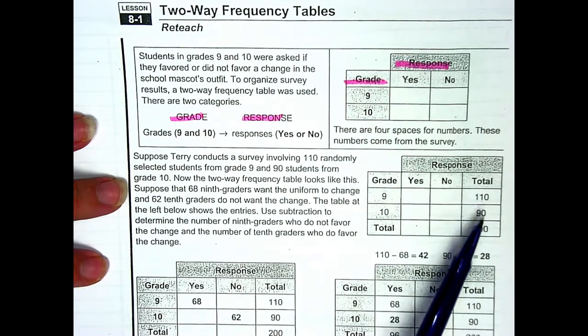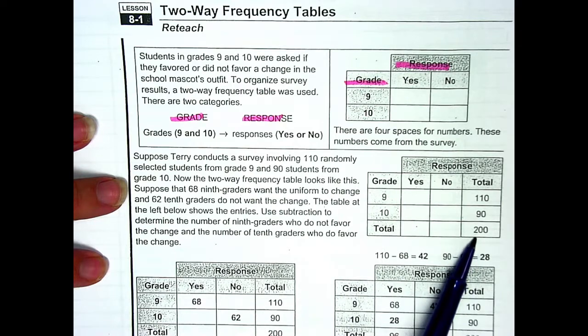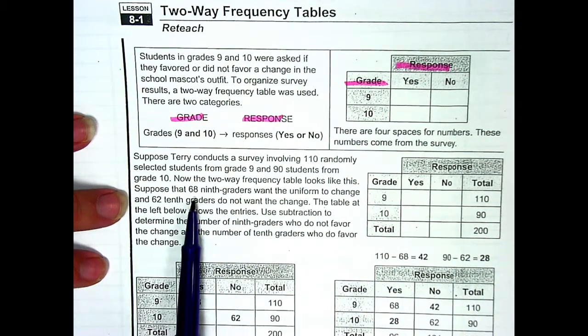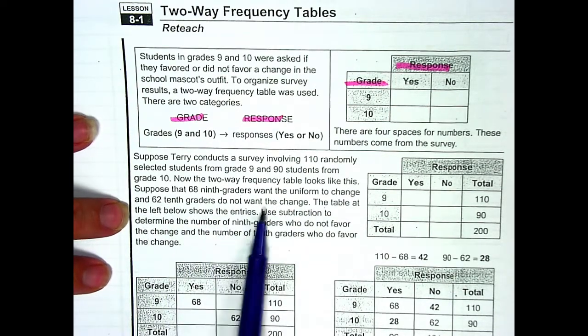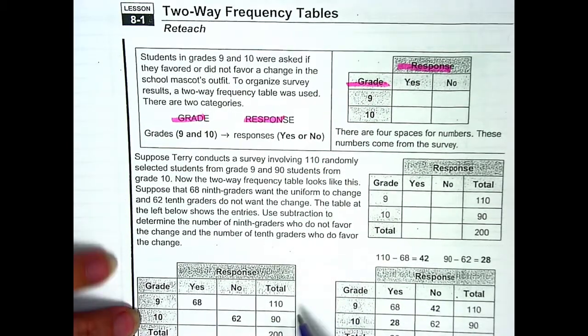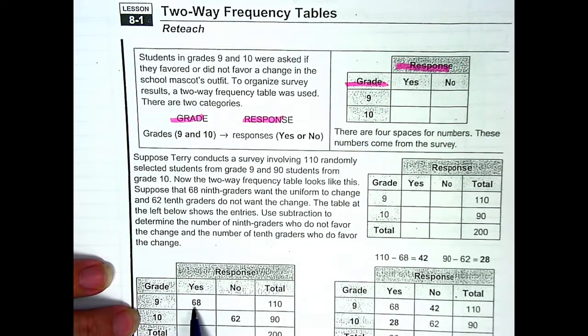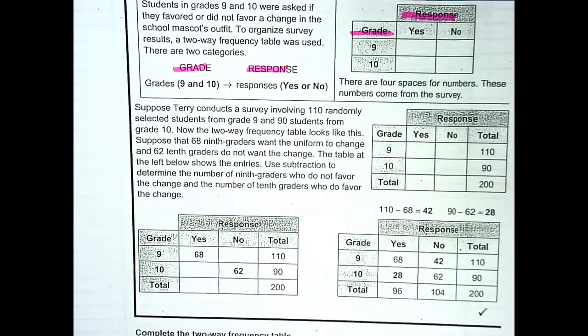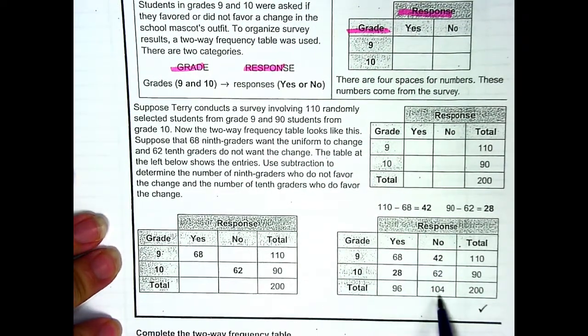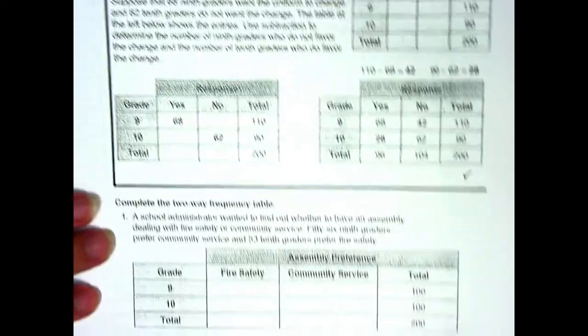So I can fill in the 110 and the 90, and then I have a total of 200 students. Suppose that 68 ninth graders want the uniform change and 62 10th graders do not want the change. Okay, so this table here is going to represent the changes that they just made. Okay, and then you just use subtraction to determine the other two spaces inside the table, and obviously addition to determine the totals. Okay, so we're going to complete this frequency table here together.